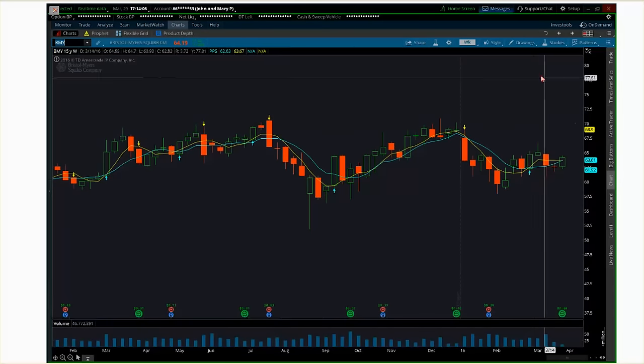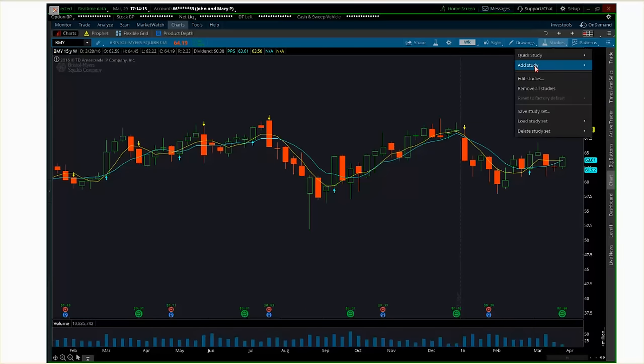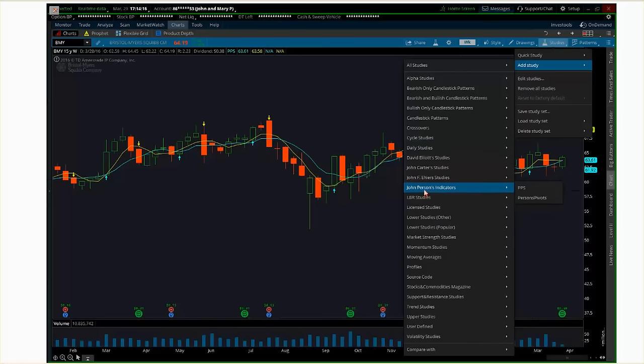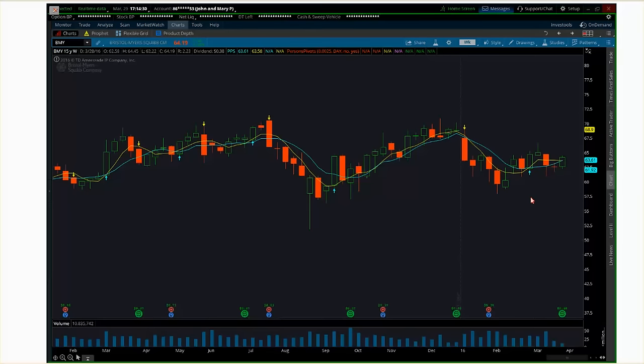So the question begs, how much higher, John? And I'd say, well, here's a tool that I use. Let's go to studies. Let's go to add a study, find my name, John Person, indicators. And we're going to click on Person's pivots. Two indicators, very powerful, predictive, but separate and created differently. Click on Person's pivots. John, nothing happened. Well, it's real simple. We've got a weekly candlestick chart, and we've just hit Person's pivots. By default, it's going to give you the daily pivots, which won't show up on a weekly chart. Does that make sense? I'll prove it.